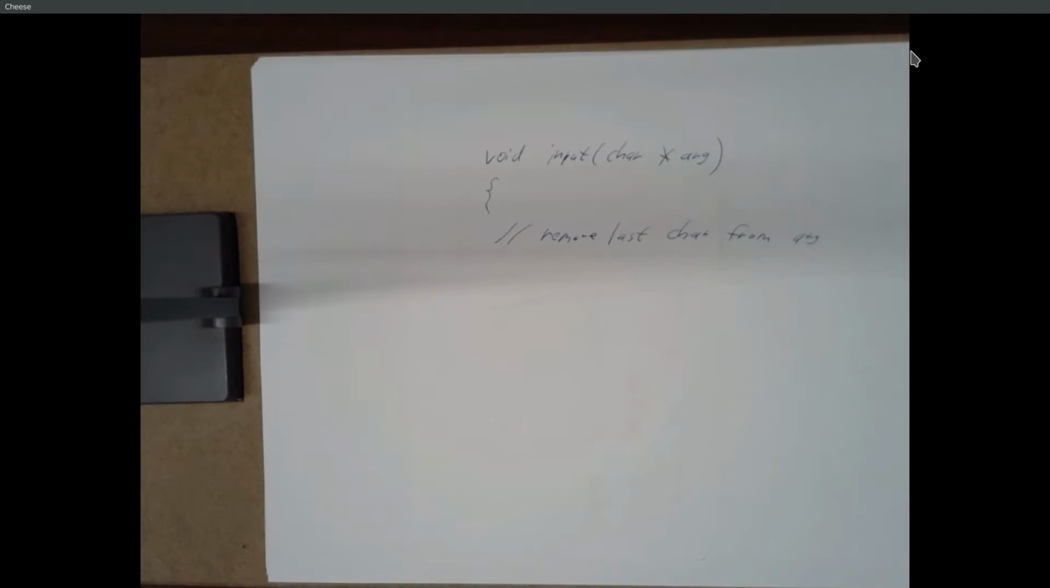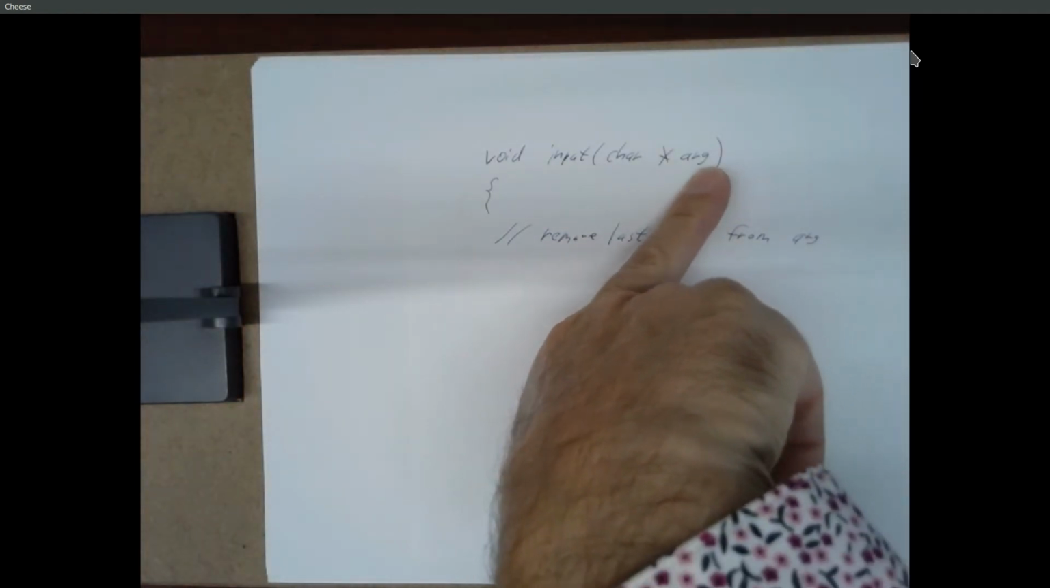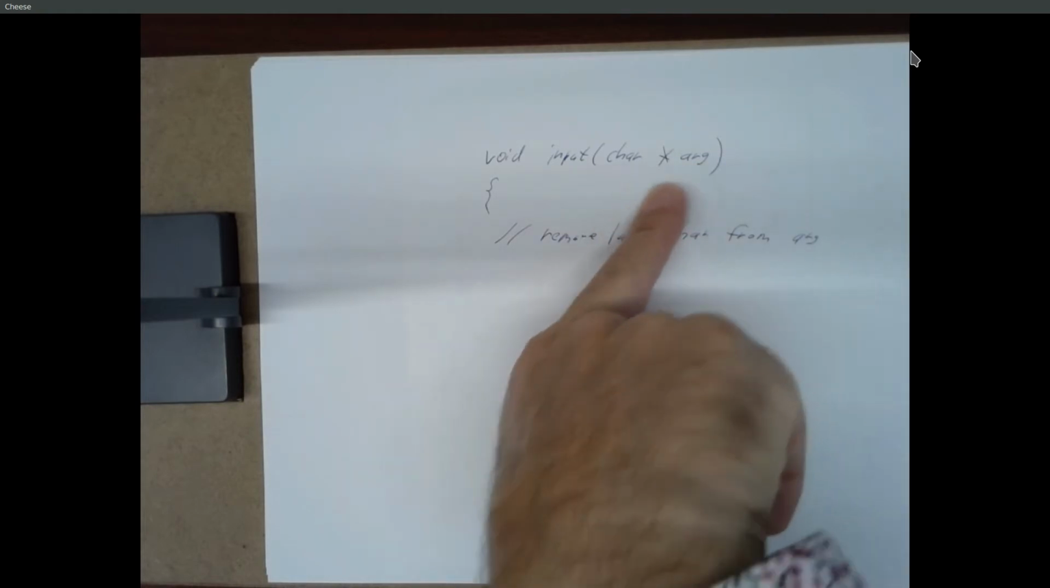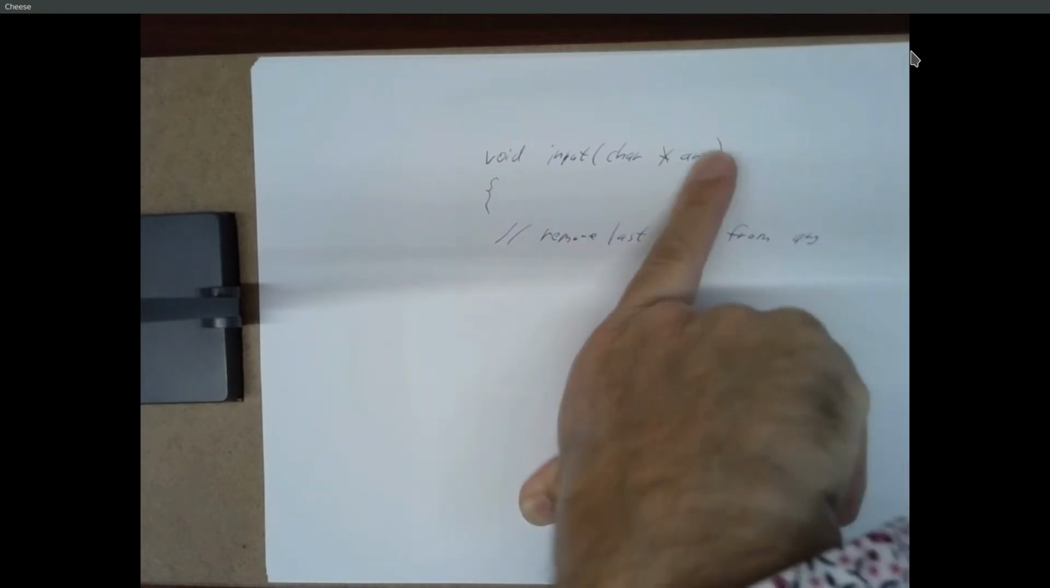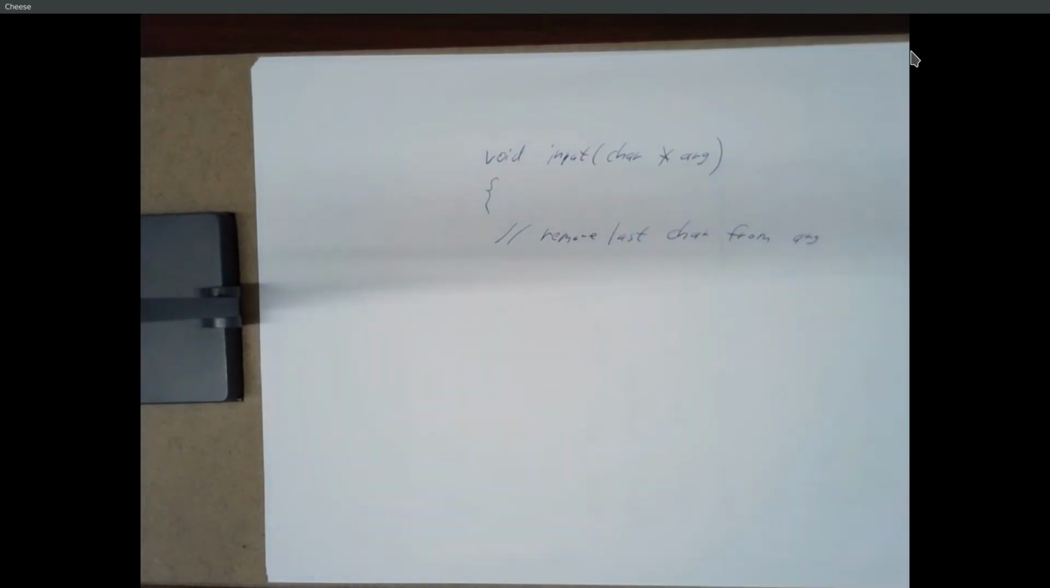This is the thing we were doing yesterday in class. Just take the element at string length of arg minus 1 and set that equal to the null terminator. So if you call this with a string like HELLO, it should return the string HELL. And if you call it with an argument that's HELLO with a new line at the end, it should just return a string that's HELLO null terminator. So it just chops off the last character.